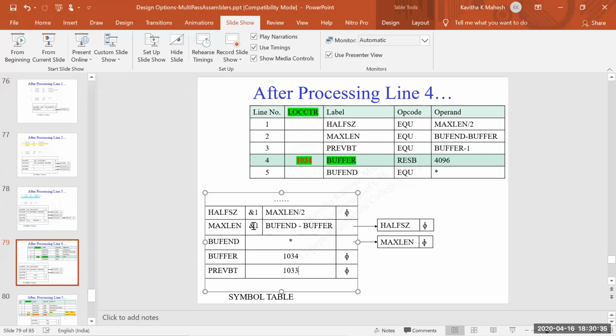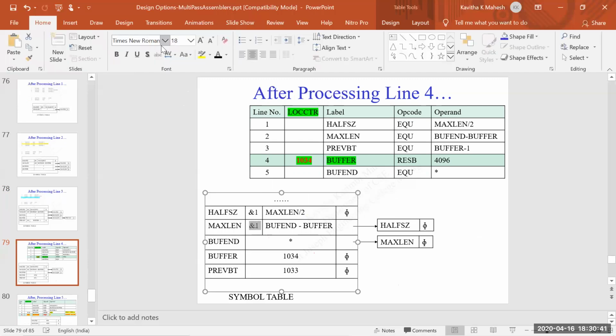So this is the status after line 4 has been processed, right? There are two changes from the previous slide. One change is here, 2 changed to 1, and the second change is this. We have estimated previous byte as buffer minus 1, which is 1034 minus 1. Okay.